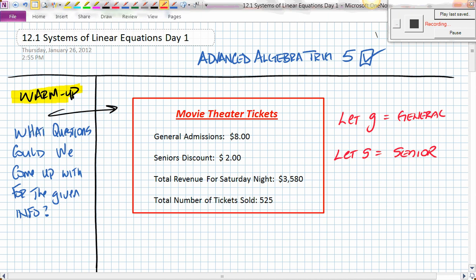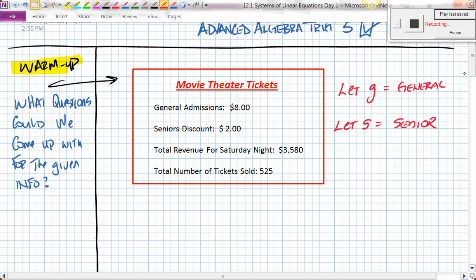So how can we relate G and S to the number of tickets sold? What do we know? What's the relationship between G, S, and the number of tickets sold? You got it. We know that G plus S has to be 525. Is that true? The combination of all of those together has to be 525. You guys are with me so far? That's the easy one. What's the more difficult one to come up with?